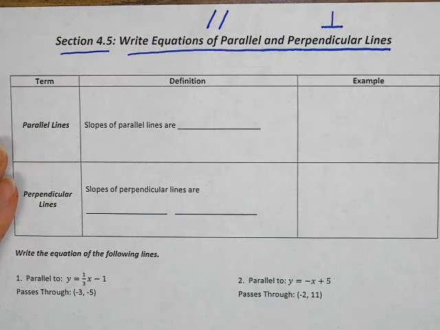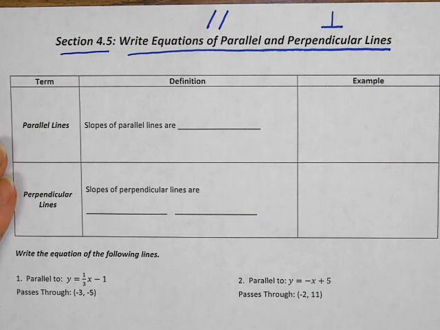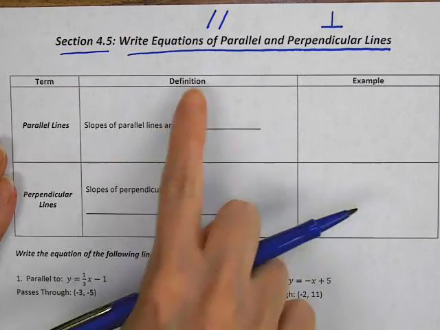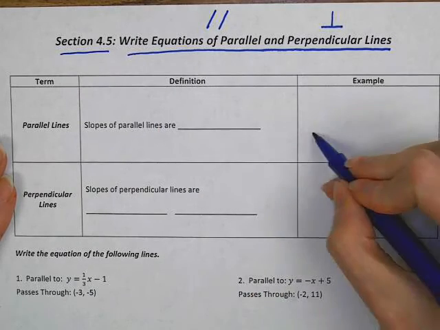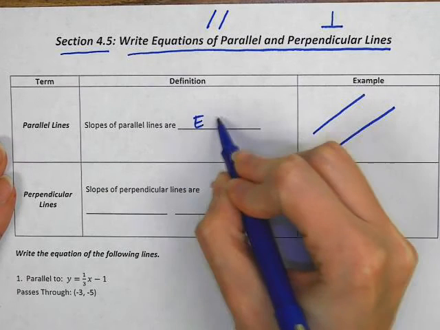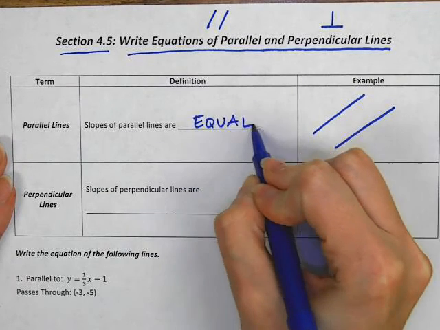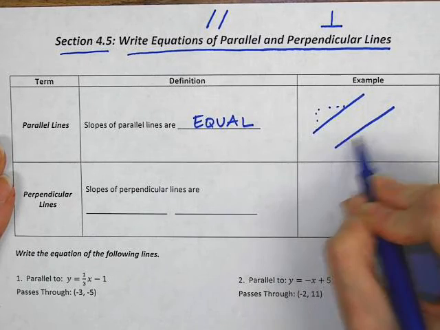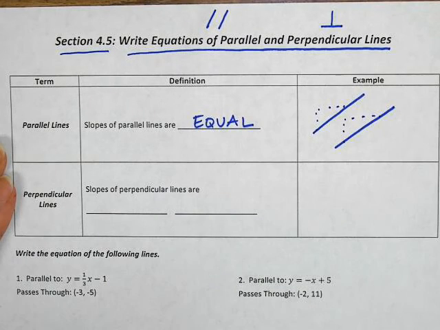All right, so what are parallel lines? Parallel lines are two lines that never cross. They never intersect. They're parallel. And it turns out that when you have two parallel lines, their slopes are equal. That's why they never cross, because they rise and run the same, so they never cross.